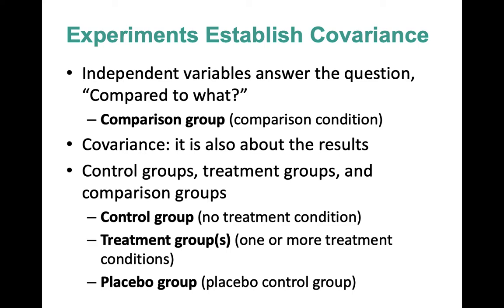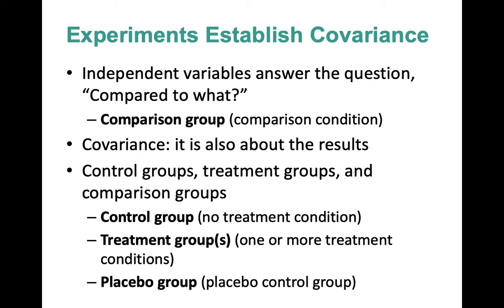And then there's a placebo group, which is a control group that is exposed to some inert treatment. This is very common in studies of drugs or different substances. So whether it's caffeine or nicotine or alcohol, it's important to have a control group that gets, let's just say, a pill, but the pill would be inert. In other words, it would not contain the substance.